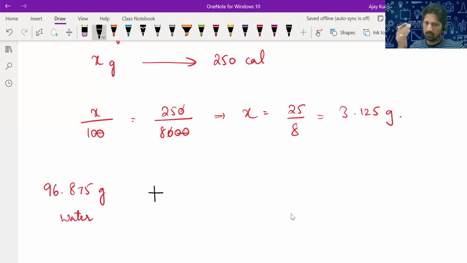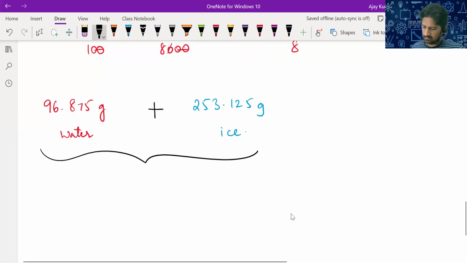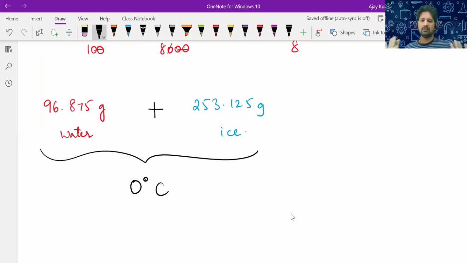And along with that, this 3.125 converted to ice, and the original 250 grams of ice is there as it is. So finally, 253.125 grams of ice will be there. And both of them will be at a common temperature of 0 degrees C. This is the final state and final composition of the mixture.